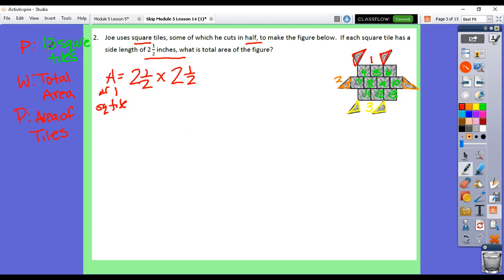But remember, the other part is that we have 13 square tiles. So to find my total area, the area of all of this figure, or the tiles, total area, is going to be the area of a tile, and then how many copies did we have? We had 13 copies. So you've got to find the area of the tile and then make 13 copies of it before you know the total area for number 2.